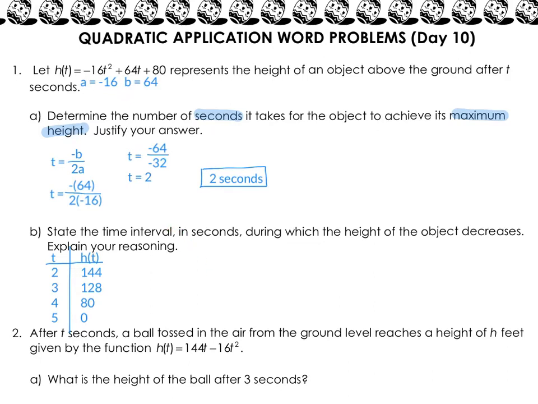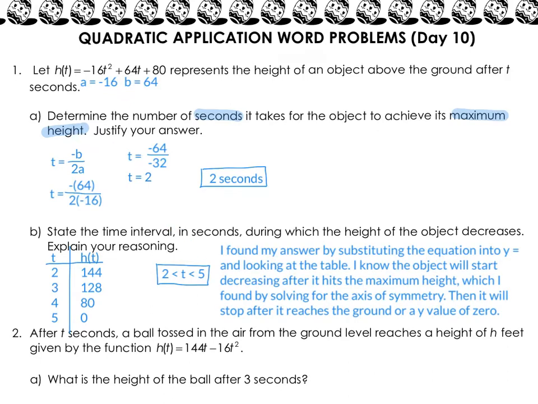So now I'm going to say, I found my answer by substituting the equation into y equals and looking at the table. I know the object will start decreasing after it hits the maximum height, which I found by solving for the axis of symmetry. Then it will stop after it reaches the ground, or a y value of 0. So that's how I determined this would be the interval. If you'll also notice, I put the less than symbols, not equal to, because at the top and bottom, it's not increasing or decreasing.